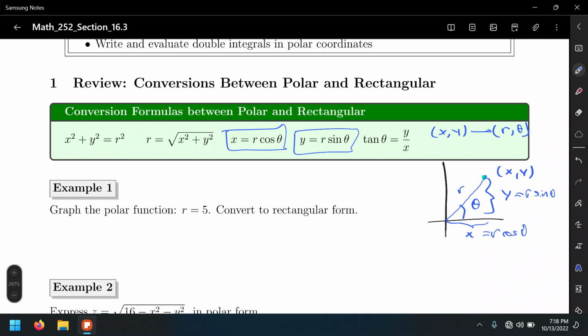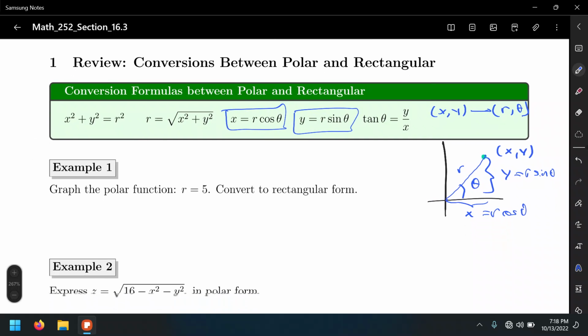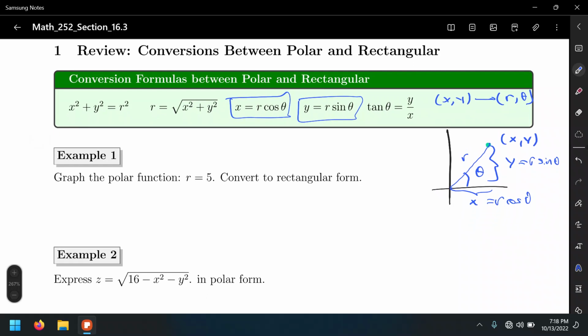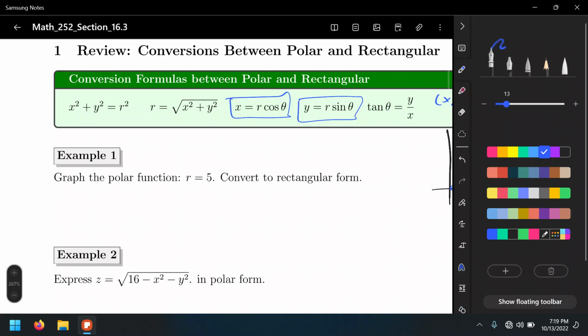So these are the formulas that we use to convert between the two systems, to go back and forth between the two systems, to find the angle and to find the radius and so on. So let's take the polar function r equals 5 and convert it to rectangular form. Well, when we read this statement, r equals 5, what's the first thing that comes to our mind? It's a circle, right? Because r is usually used to denote the radius, and the only shape that we relate with a radius is indeed a circle, right? So it's a circle of radius 5.